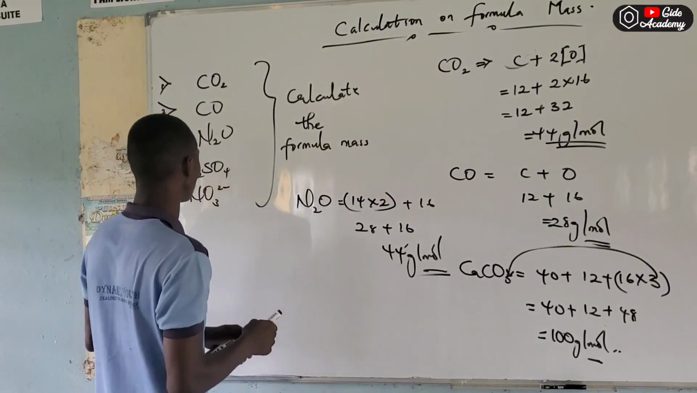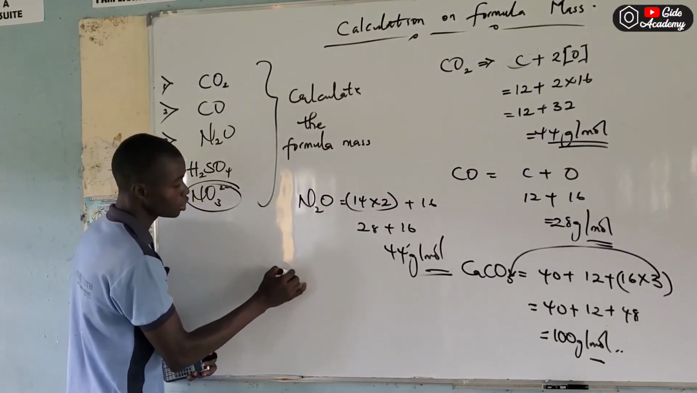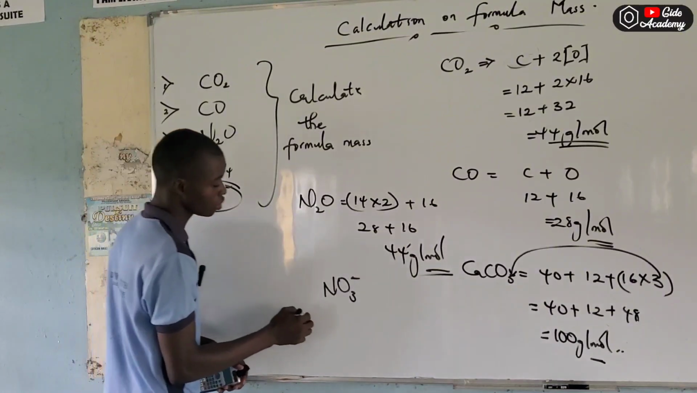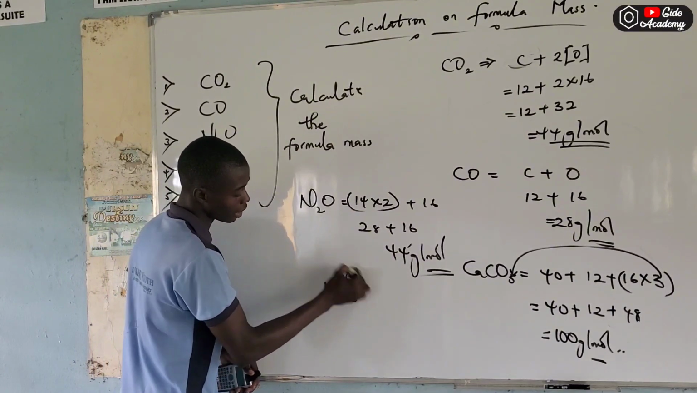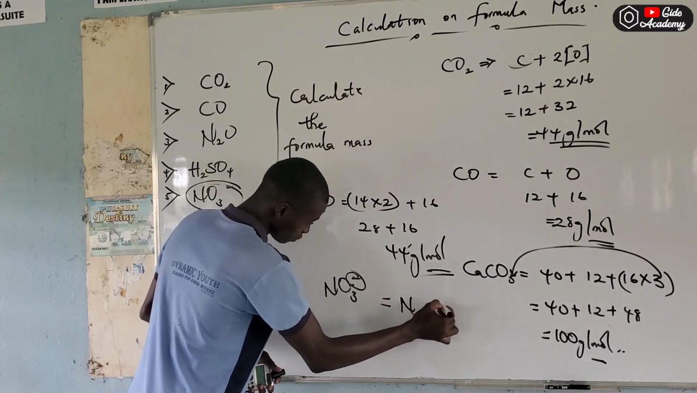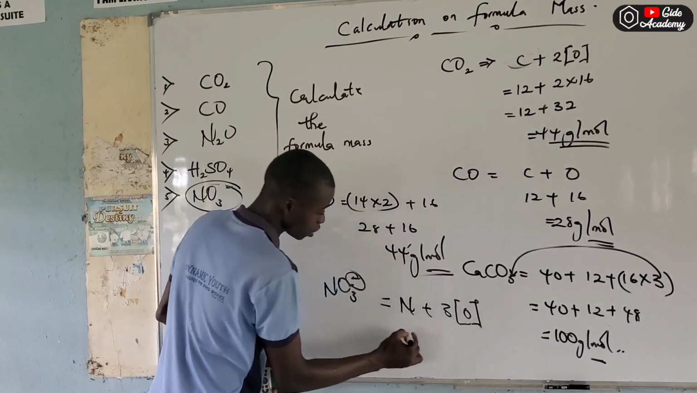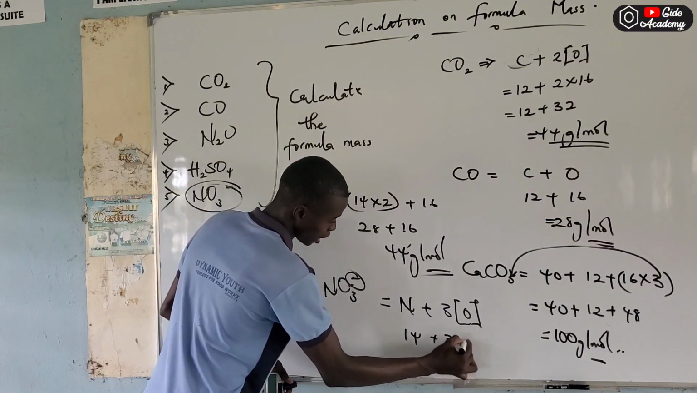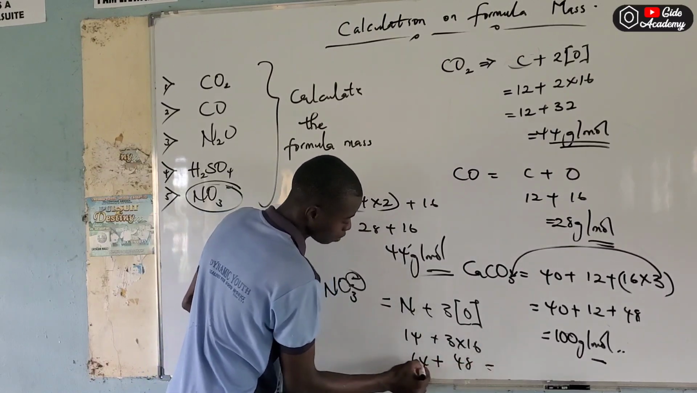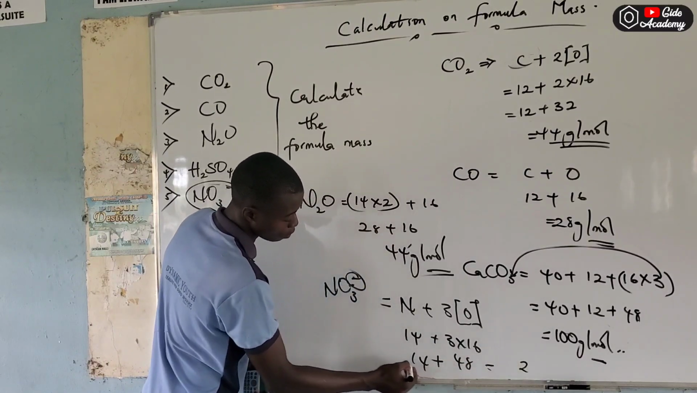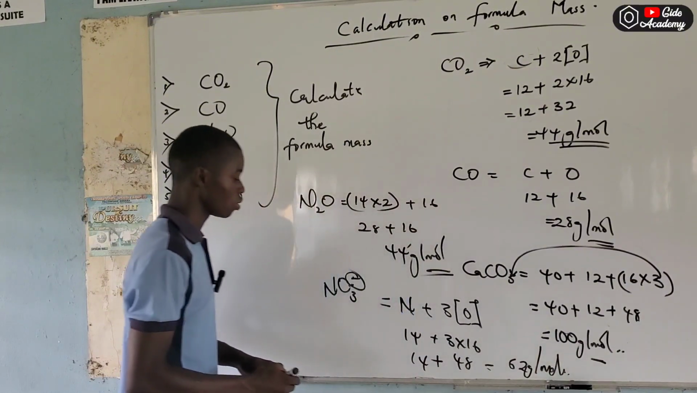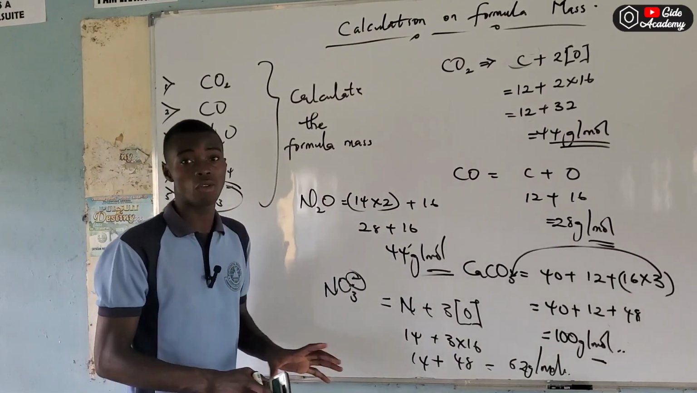Then if you have H2SO4, let me try. This one is kind of complex, which is NO3 minus, please, not 2 minus, NO3 minus. If you have a compound like this, this is a radical, this is a charge, this is an anion. It's still the same thing. Nitrogen plus 3 oxygen. So it's just for you to write nitrogen is 14, 3 times 16, that will give us 48 plus 14, which is 62 gram per mole. So this is how you calculate the formula mass of a particular compound.